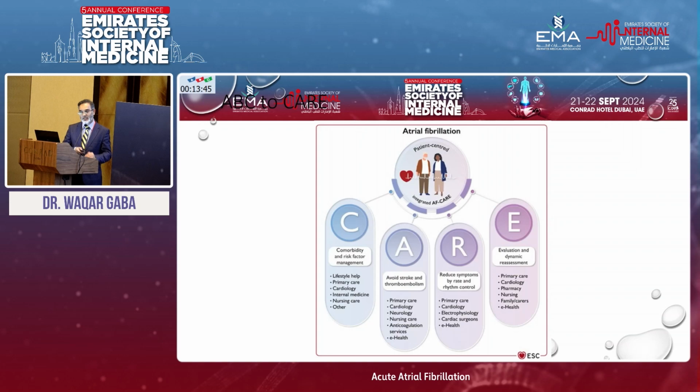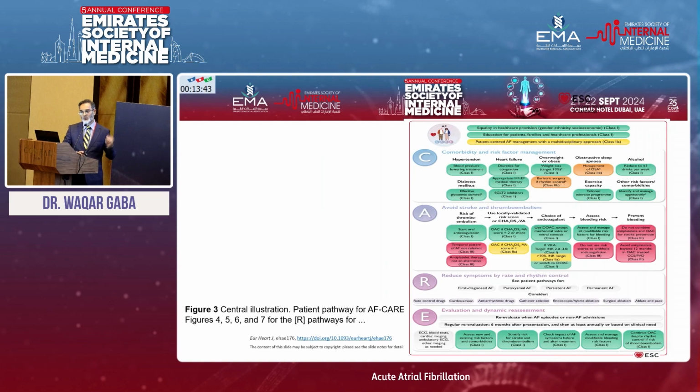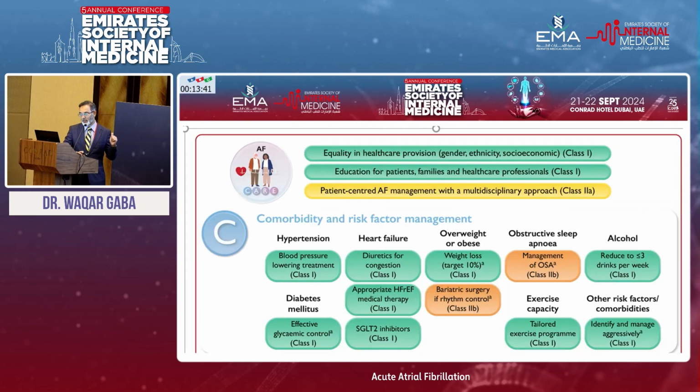So now let's take them one by one. So this is what I just showed you before. Let's take them in more detail about C. What is C? C is comorbidities and risk factor management. As you can see that there is hypertension, which is very common. My colleague, Dr. Niaz, just talked about it. So it's a class 1 recommendation that you reduce the blood pressure. You try to manage the heart failure with diuretics or appropriate medical therapy, including SGLT2 inhibitors.